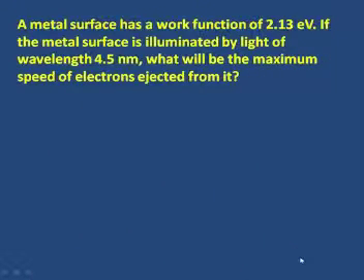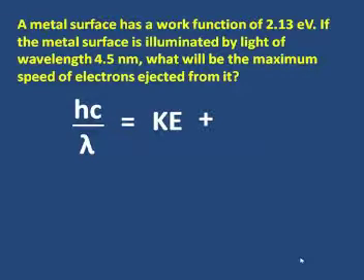Now this one is a little bit more complex. Lots in this question. Again, the work function is 2.13 electron volts, and there's a wavelength of 4.5 nanometers. Now instead of using hf with frequency, we want to use hc over lambda. That's the energy of the photon equals the kinetic energy plus the work function. You'll always write this equation down.